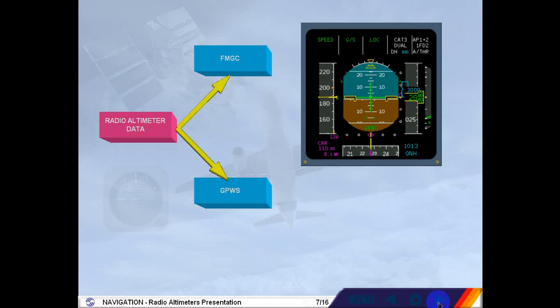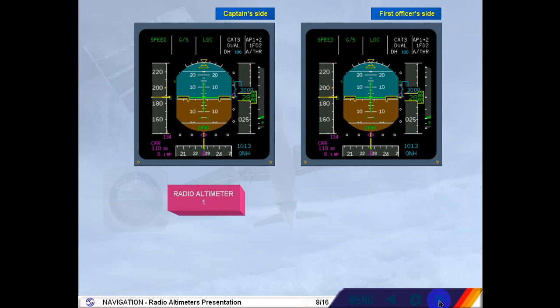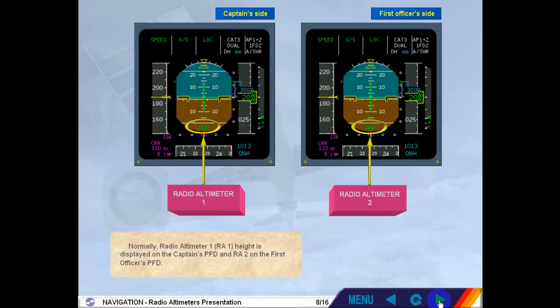Radio altimeter data is supplied to several different users and is displayed on both PFDs at all times below 2,500 feet above ground level. Normally, radio altimeter 1, RA1 height, is displayed on the captain's PFD and radio altimeter 2 on the first officer's PFD.